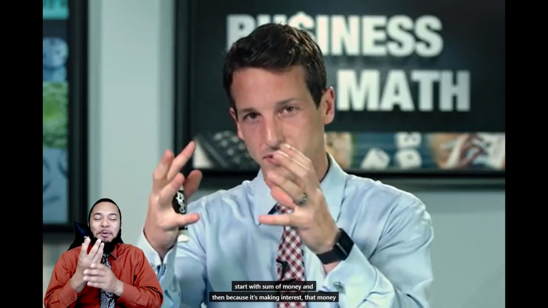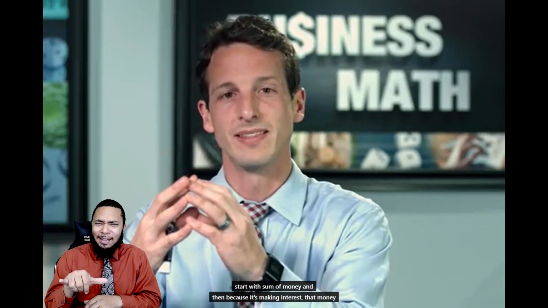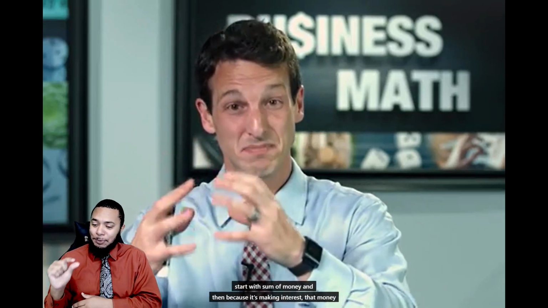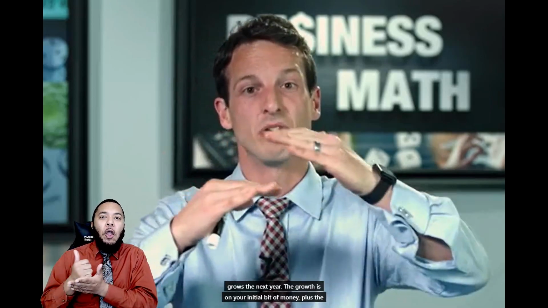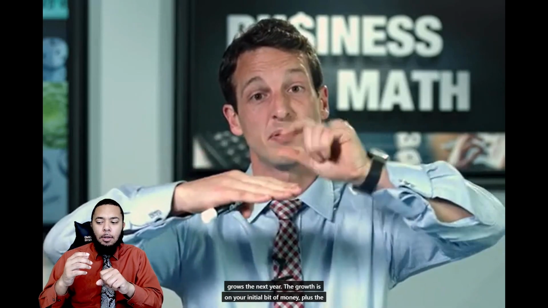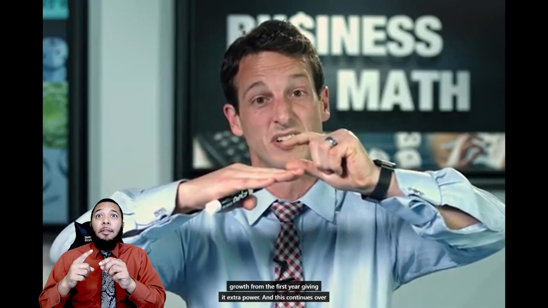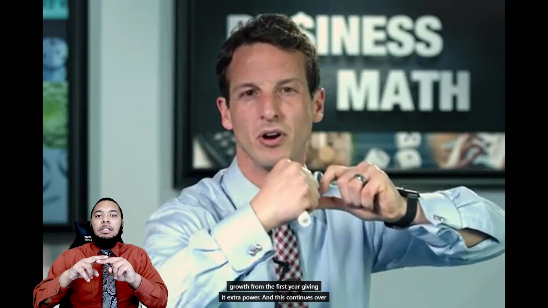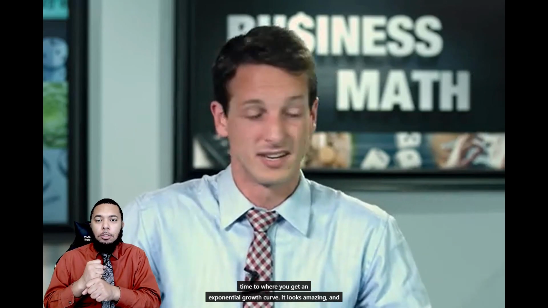How does it work? Well, you start with a sum of money, and then because it's making interest, that money grows. The next year, the growth is on your initial bit of money plus the growth from the first year, giving it extra power. And this continues over time to where you get an exponential growth curve. It looks amazing, and it feels even better when it's in your pocket. So let's look at the math behind this.